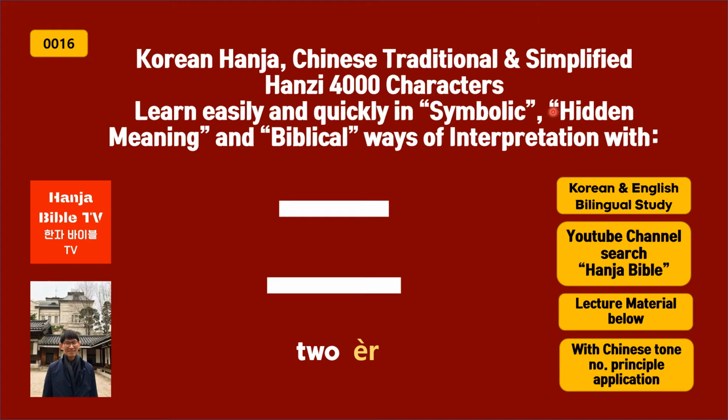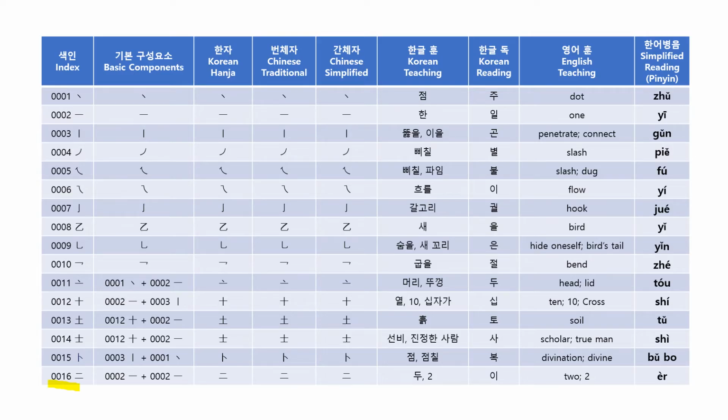We just started to go for 4,000 Chinese characters. Number 16 is this character meaning two. We are here now, and we have learned these 15 characters one by one.